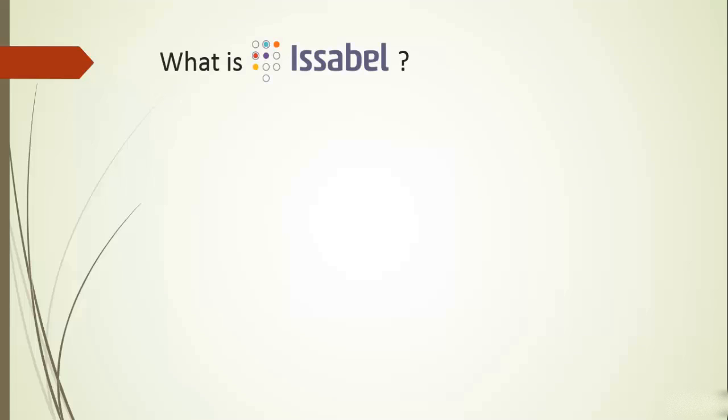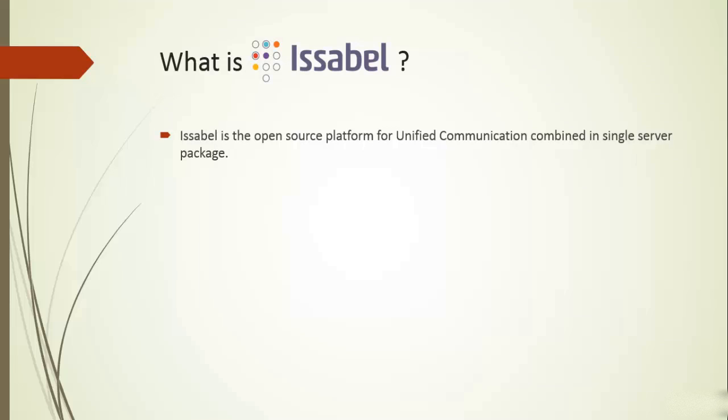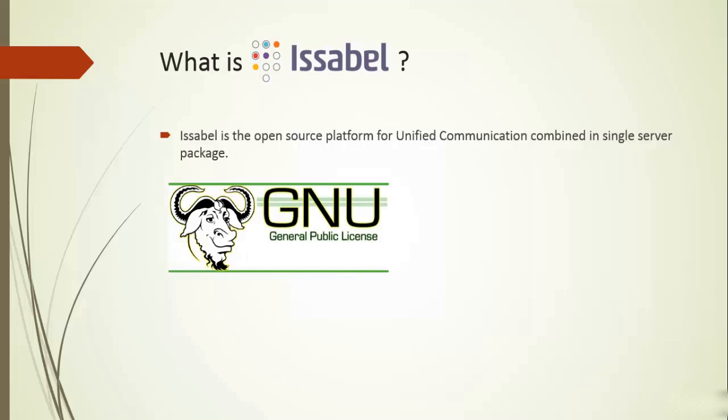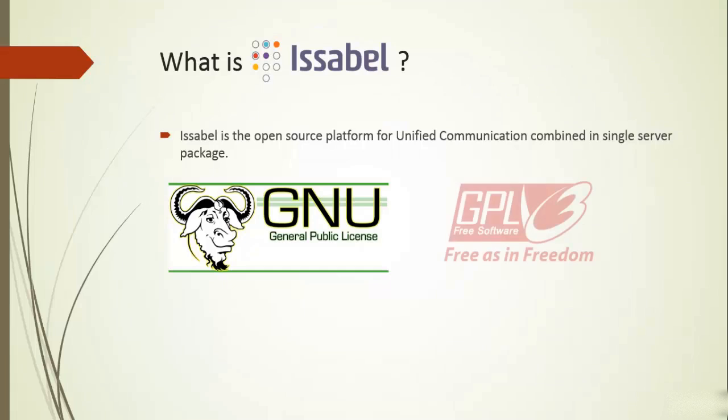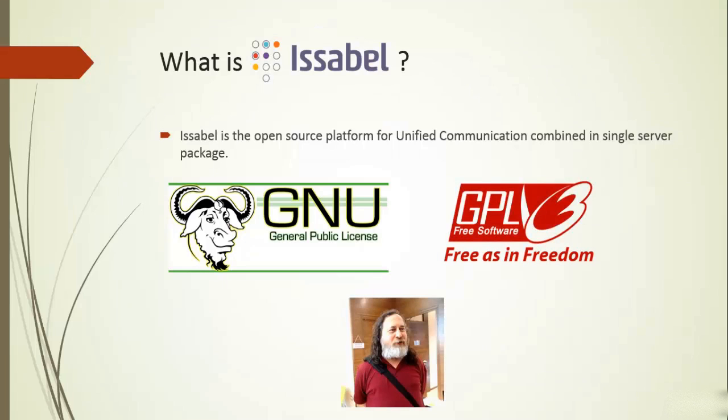So what is Issabel? Issabel is the open source platform for unified communication combined in a single server package. Open source means it is available with the source code and no licensing cost as it is under GNU GPL. GNU GPL is a software licensing type created by the Free Software Foundation by Richard Stallman.